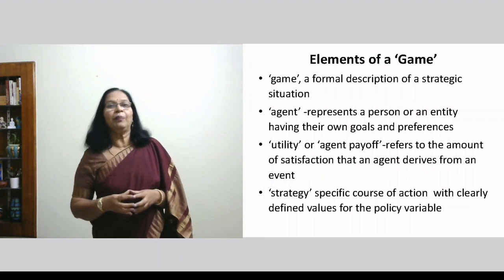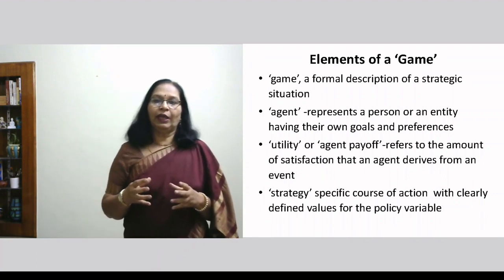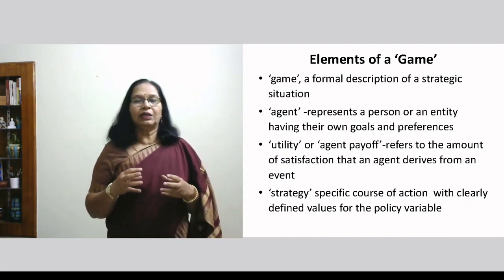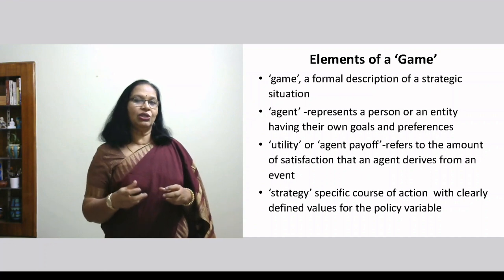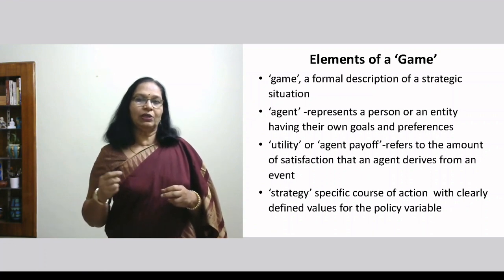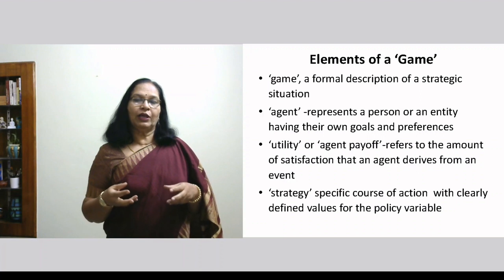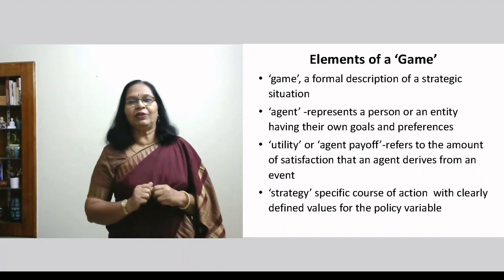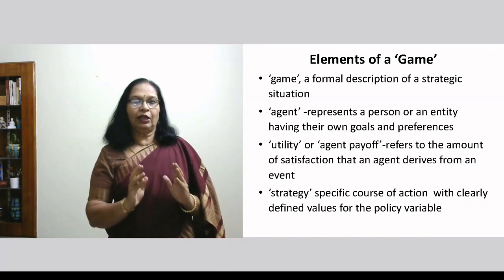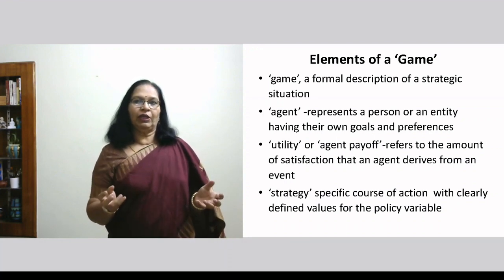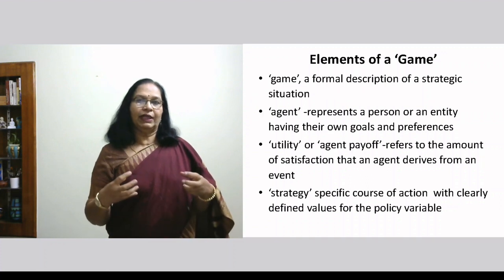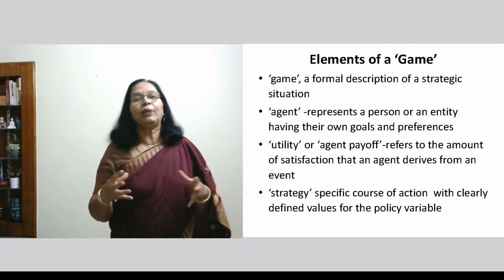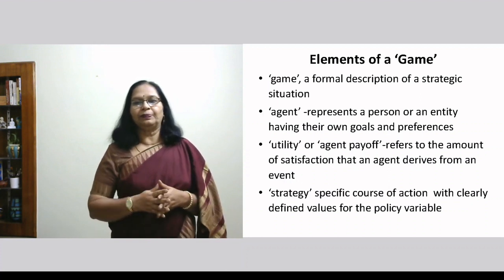The first is a game. A game is the formal description of a strategic situation, where a strategic decision has to be taken, a decision which will affect somebody else. So a game could involve one firm with many firms, or a single firm, whichever way. But there is a game described in a formal way: there is an activity that has to happen, a decision that has to be taken between different agents.